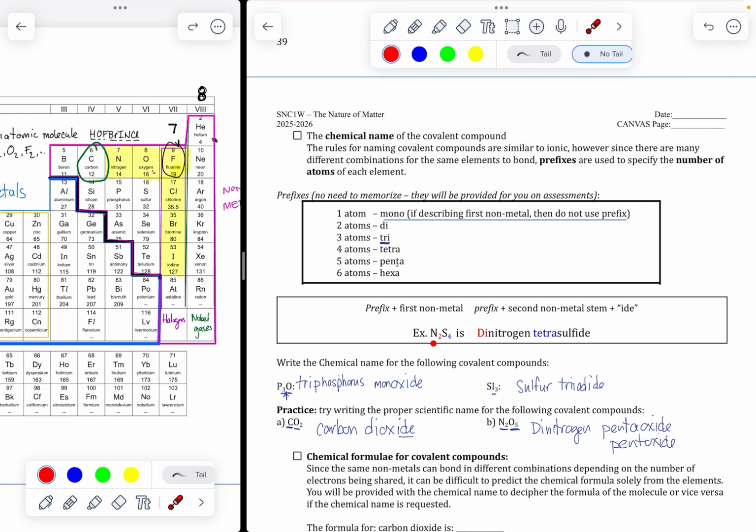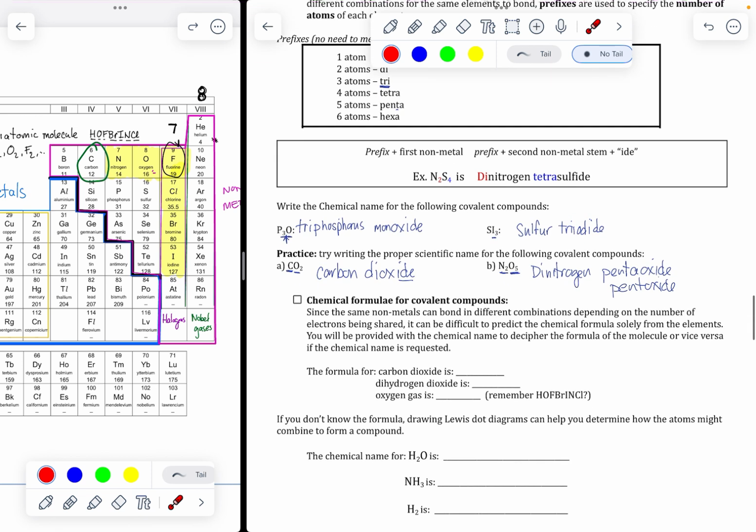So for example, N2S4, there are 2 nitrogens, so we say di, and then we say the first nonmetal name, nitrogen. So dinitrogen. And then we look, and sulfur has 4. 4's prefix is tetra. We can see it here. So that makes that tetra, and the element is sulfur, so we start with the root, which is sulf, S-U-L-F, and then we have ide at the end, so tetrasulfide. So N2S4, its chemical name is dinitrogen tetrasulfide.